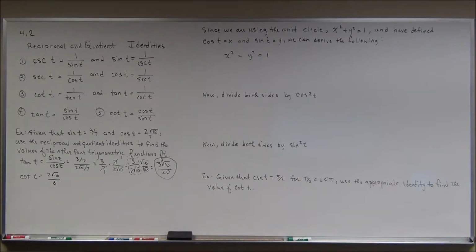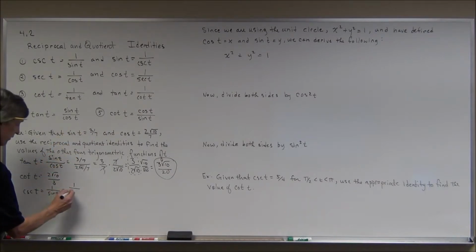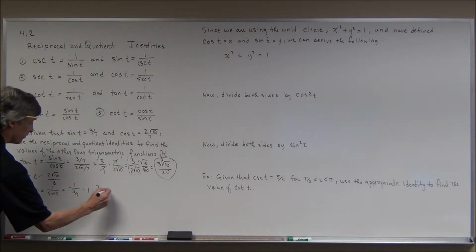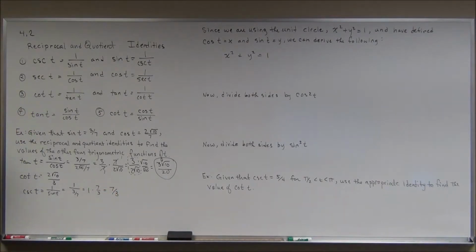Now the other two, the cosecant of t, remember that is 1 over the sine of t, so that is 1 over 3/7, so that's 1 times 7/3, or 7/3. Don't write it as a mixed number, just go ahead and leave it as 7/3. It's okay for it to be an improper fraction as long as it's reduced.